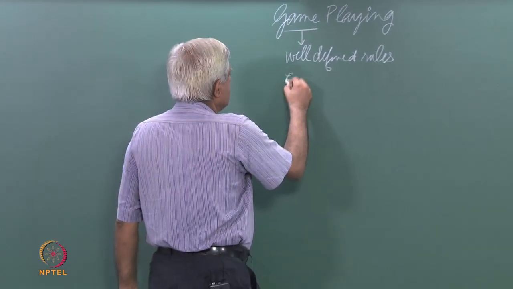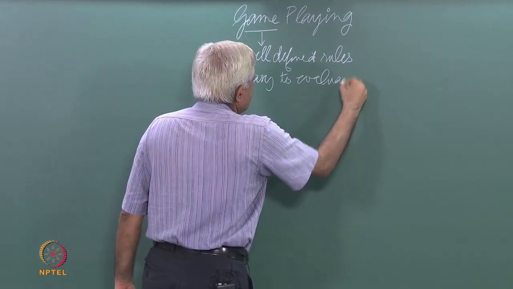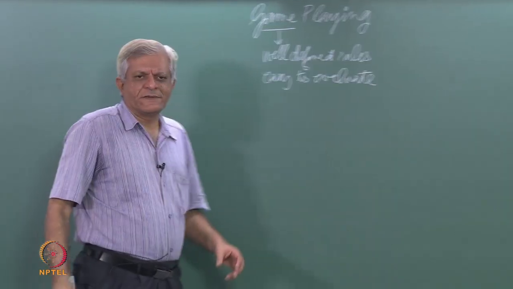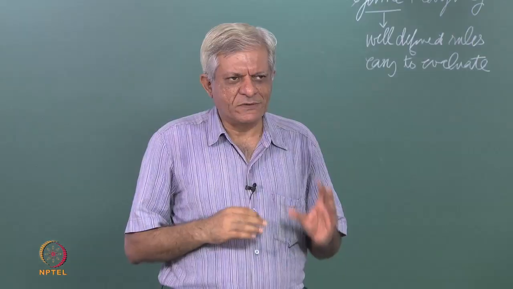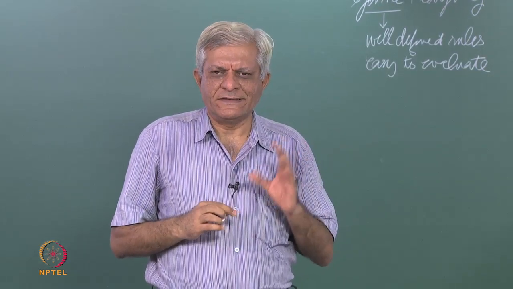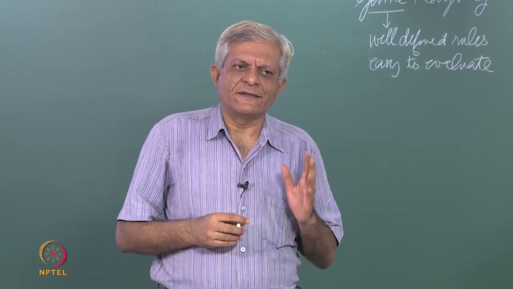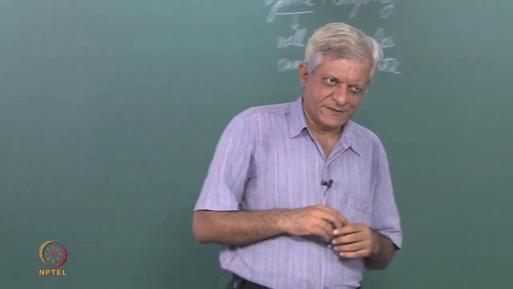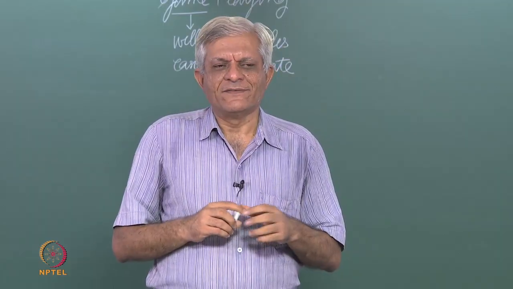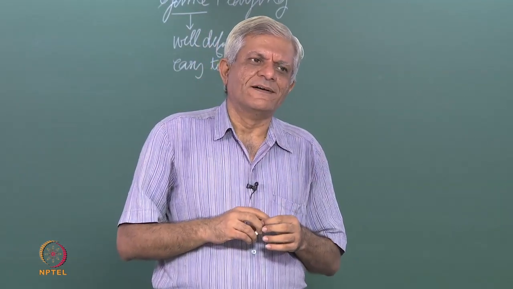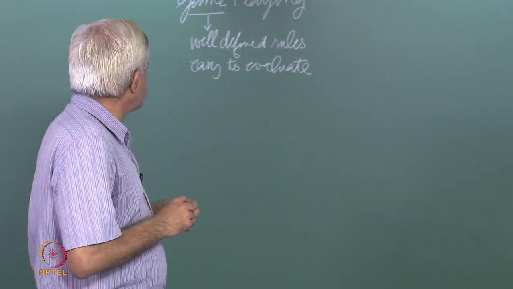Easy to evaluate. It is very easy to decide, the rules tell you when a player wins, when a player loses. So, it is easy to judge. Incidentally, the kind of games we are talking about, these are not the games which are popular amongst students, where you are shooting somebody or killing somebody. We are talking of simpler games, which are like chess and checkers and so on and so forth essentially.